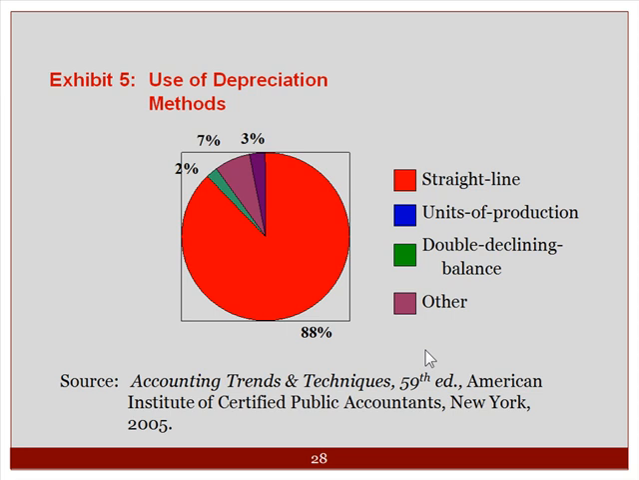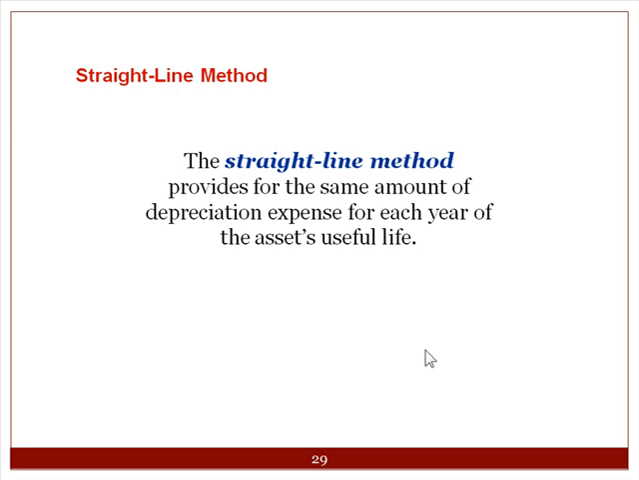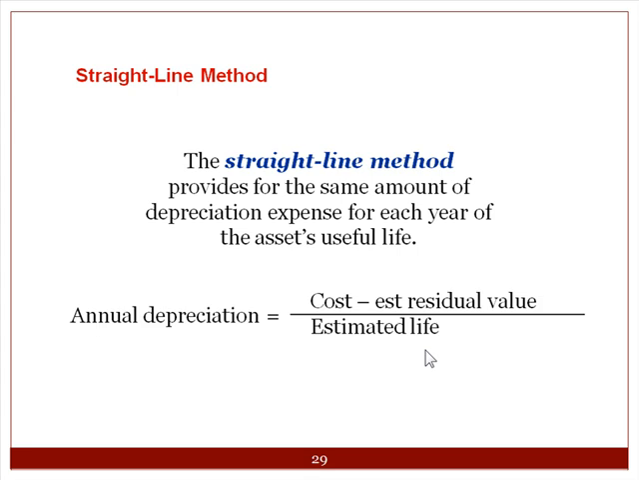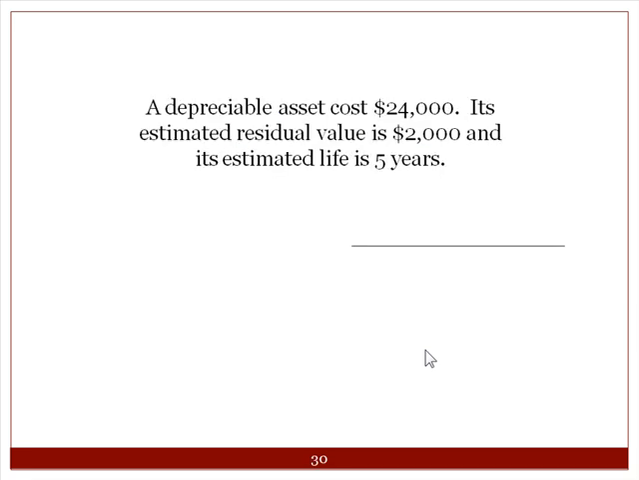As you can see, for the most part, most companies use straight line. There's reasons to use the other methods, but for the most part, most businesses use straight line depreciation. The straight line method provides for the same amount of depreciation expense for each year of the asset's useful life. So you take the cost less the estimated residual value divided by the life, and that's your annual depreciation. And then you book it monthly and divide it by 12.